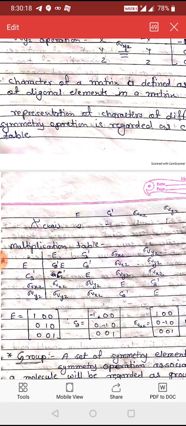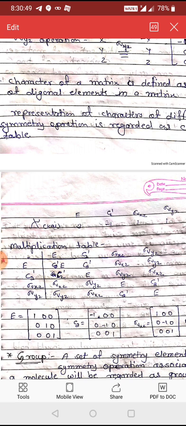If we apply the C21 operation on water, what will you get? What coordinates will change? The x and y coordinates. But z remains the same because the rotation is carried out along the z axis. Therefore, there is no change in the z coordinate.